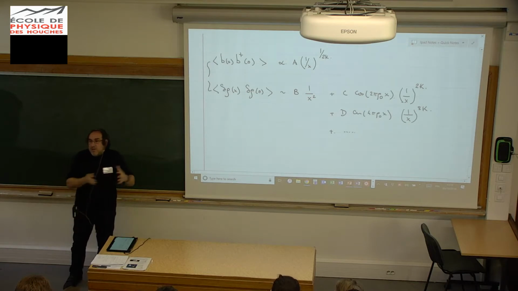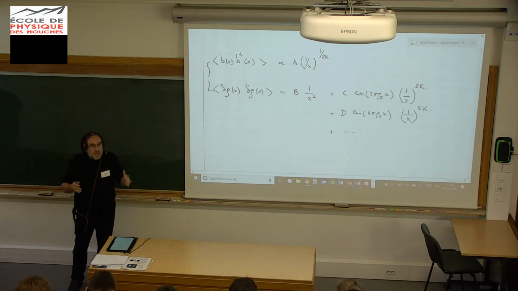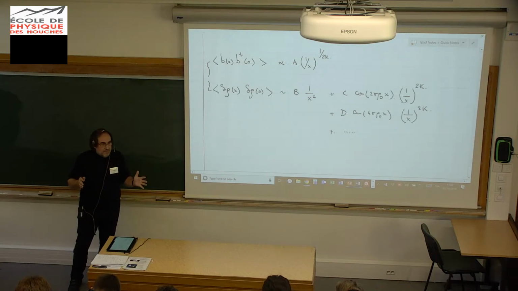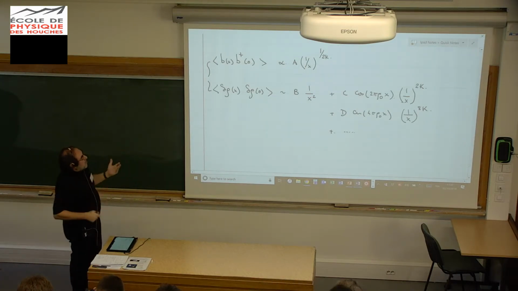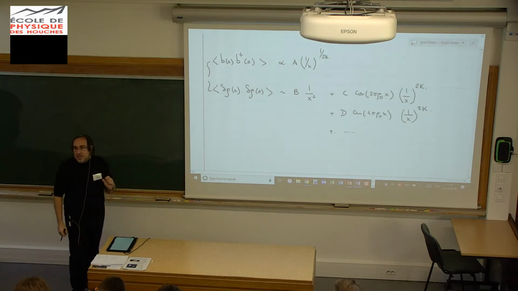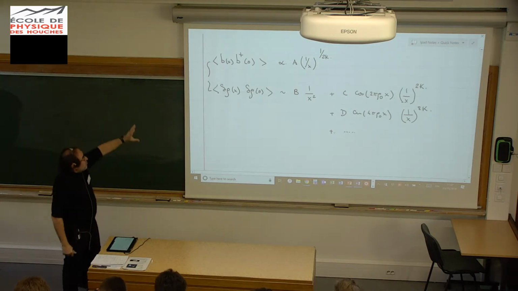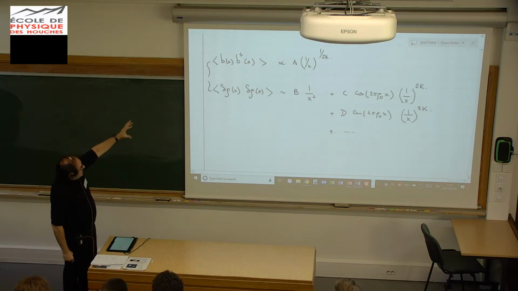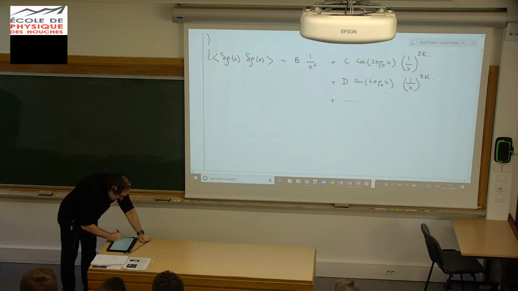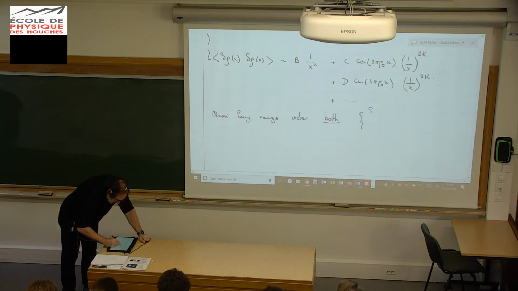Should I be a superfluid? Should I be a crystal? And because I cannot know how to choose, I have quasi-long-range order in both. But sort of the nature of the quasi-long-range order is totally controlled by this parameter K. So this is a very weird situation where you get something which has quasi-long-range order, both in superfluid and in density. So let's say crystal.